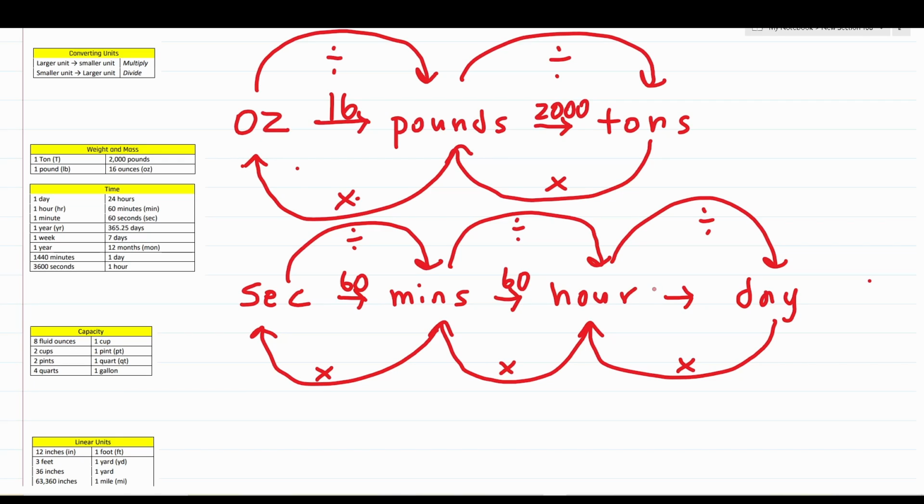And finally, you have to know this one. You have to know that there are 24 hours in a day. So to convert hours to days, you would divide by 24. And to convert days to hours, you would multiply by 24. All right, so that's how you remember those time conversions there.